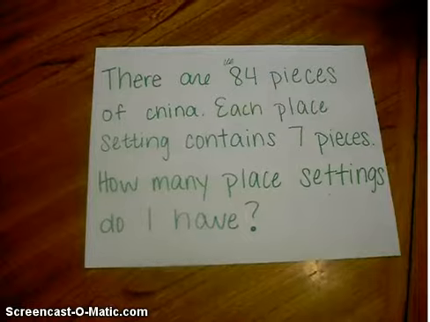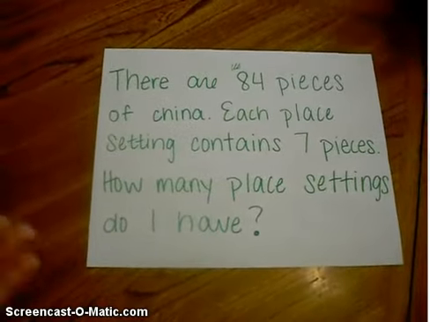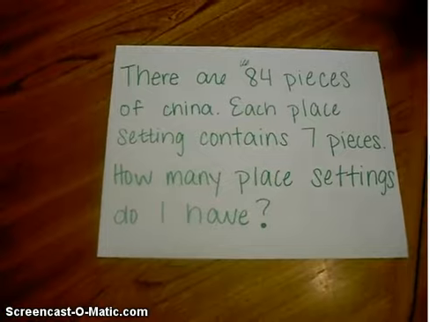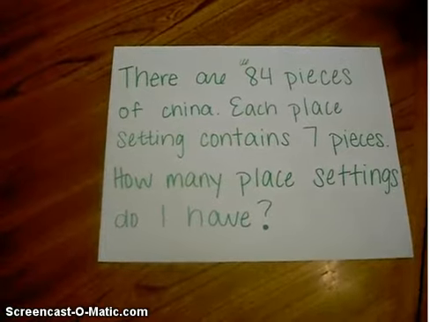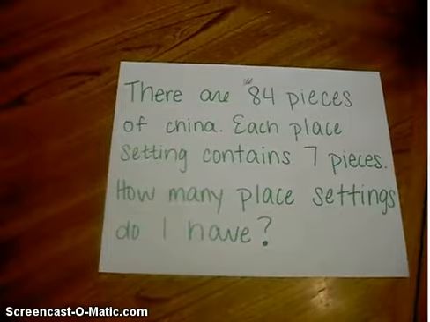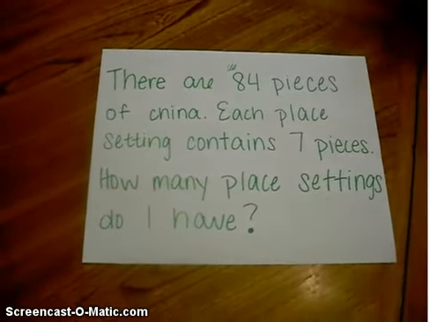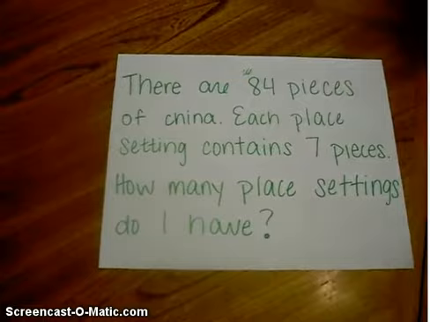I don't think addition would work. 84 plus 7 gives me 91. I'm not adding these two things together, and I don't have 91 pieces. Subtraction, 84 minus 7? I'm not really taking any pieces away. That still doesn't make sense. I'm not going to have 77 pieces.